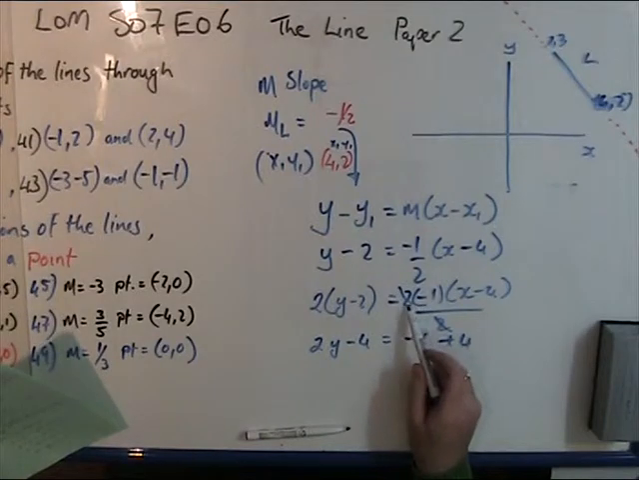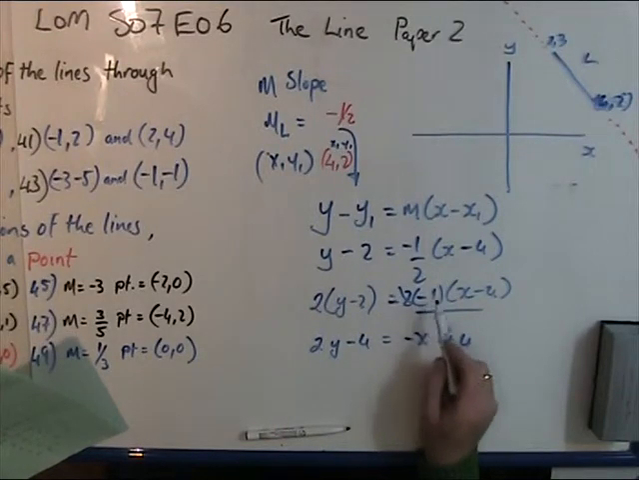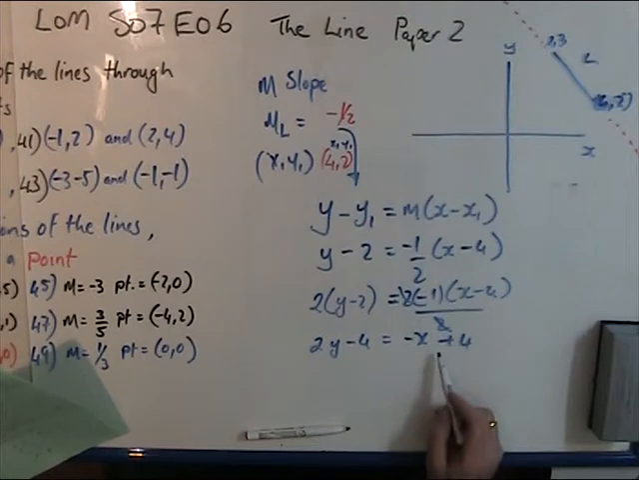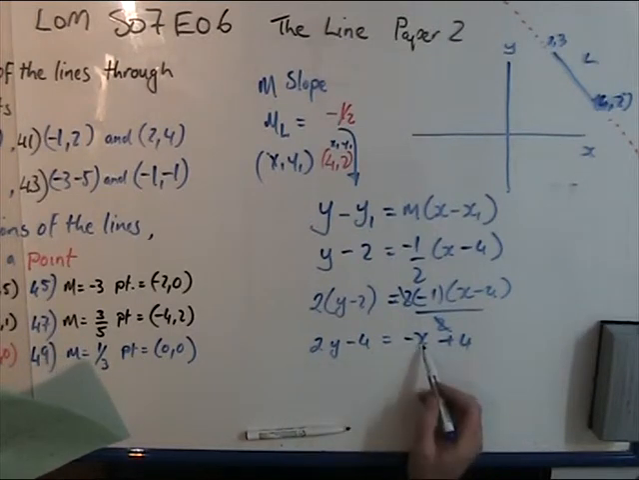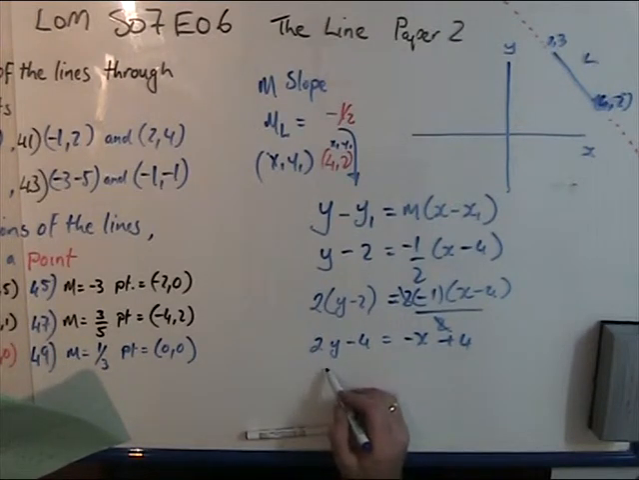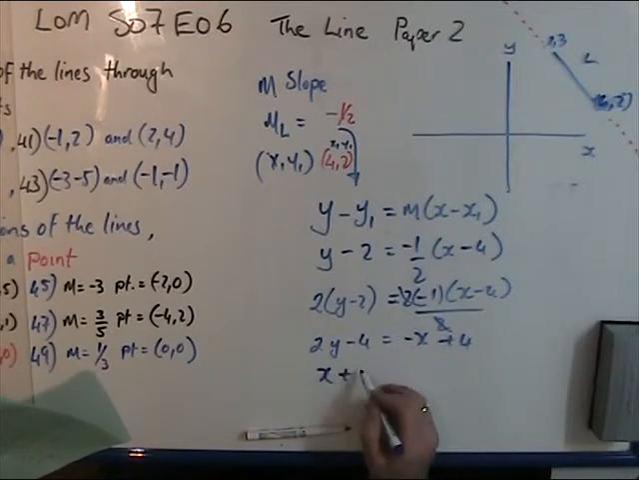I'm looking at this, multiplying across by 2, and I got minus 4. So I'm going to bring the x over to make it positive, because I want to put it in the form of an x first. So x plus 2y.